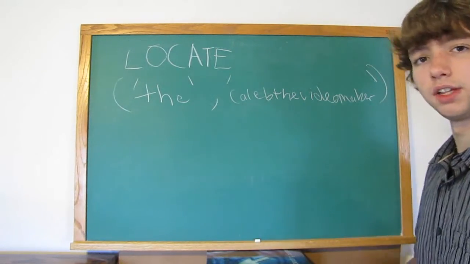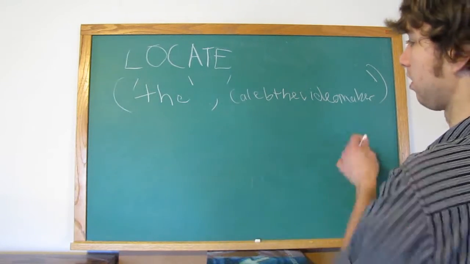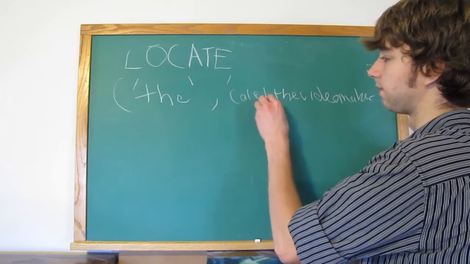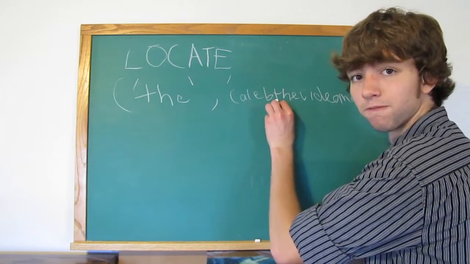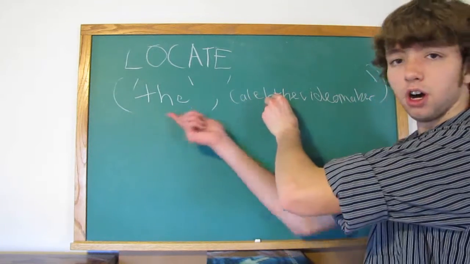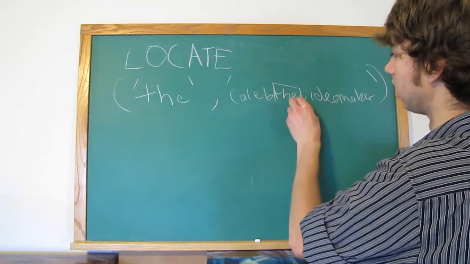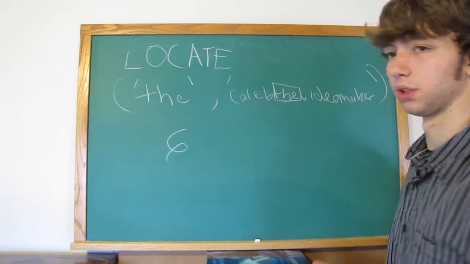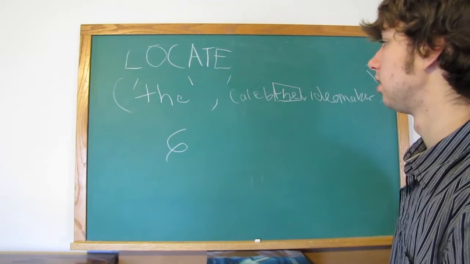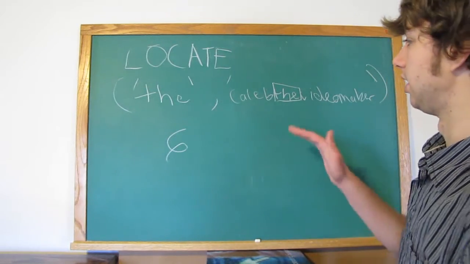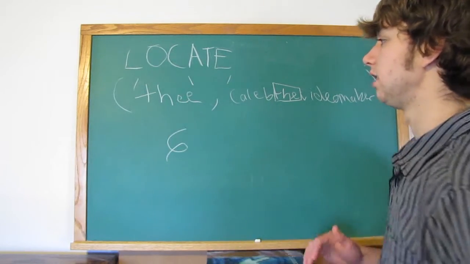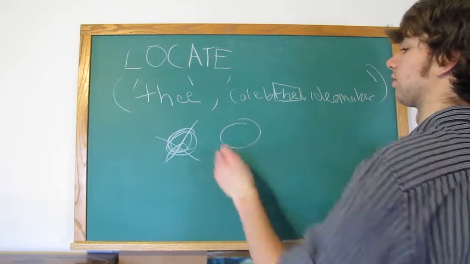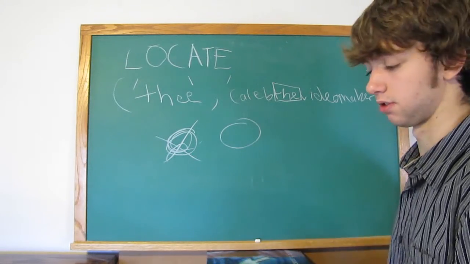So now it's going to be looking for the within this. So let's count. 1, 2, 3, 4, 5, 6 is where the first T for the is located. So the word the is located at character 6. So the return result is going to be 6. Now, if the is not in here, it's going to return a 0, because it is not within this string.